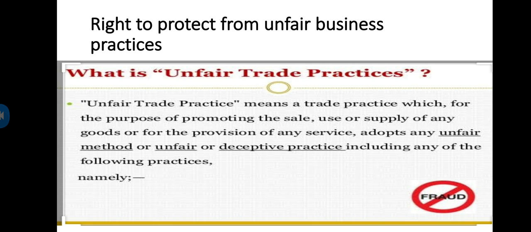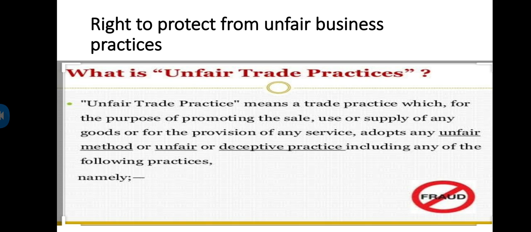Then next is the right to protection from unfair business practices. What is the meaning of unfair trade practices? Unfair trade practice means a trade practice which, for the purpose of promoting the sale, use, or supply of any goods or for the provision of any service, adopts any unfair method or unfair or deceptive practice, including any of the following practices. That means, for example, unfair products or products which are outdated. This is called unfair trade practices.